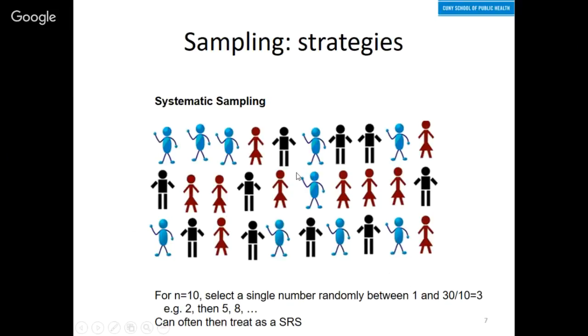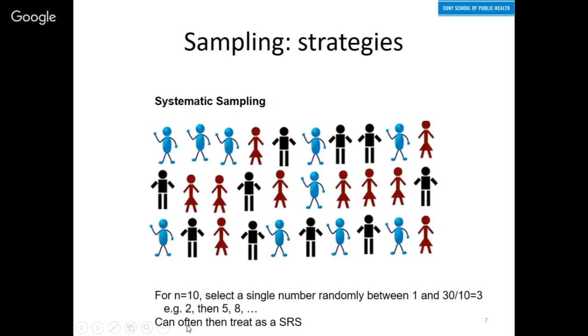Systematic sampling. This doesn't exactly look like systematic. Okay, this picture is wrong. I don't know what happened to my picture here. This is just the simple random sample again. But this is the approach that you were talking about for people walking out of the mall.